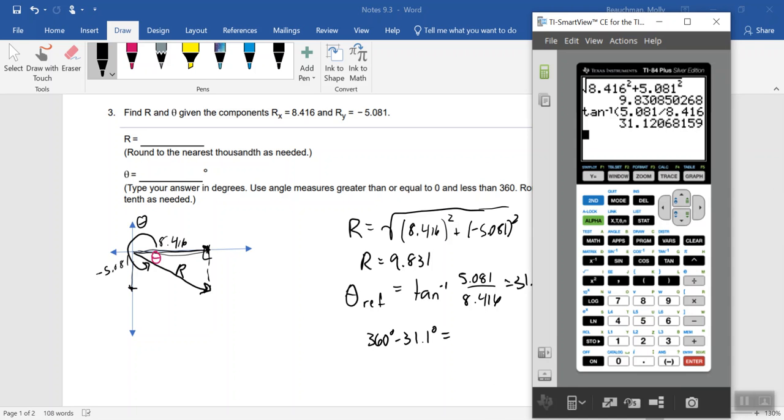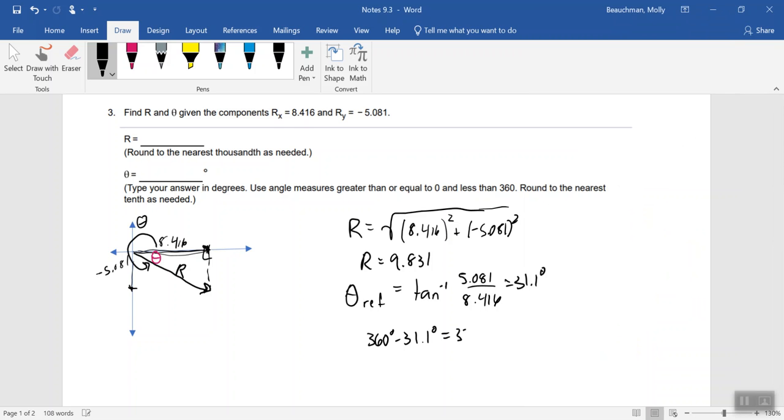And that will be the direction of our angle. So 360 minus 31.1. So you're going to add or subtract depending on where your reference angle lands. So we get 328.9 degrees. So there's our magnitude and our direction.